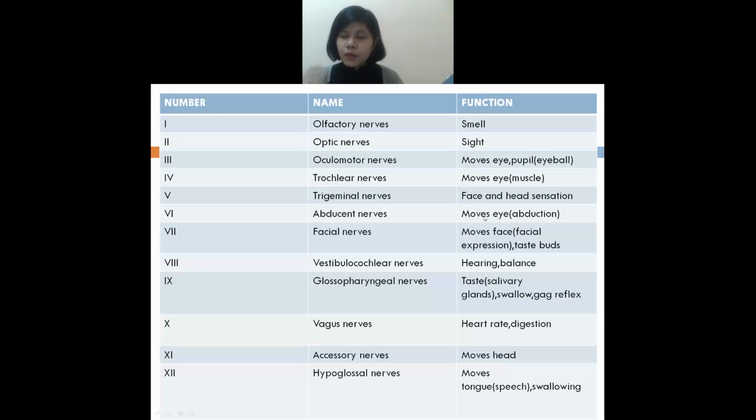Number six is what? Abducens nerves. Abducens nerves help you in moving your eyes, like from one direction to another direction. It helps you in moving your eyes.